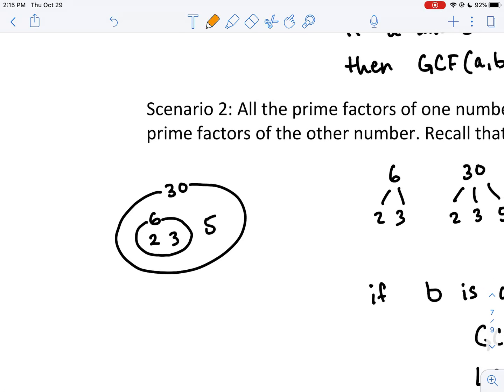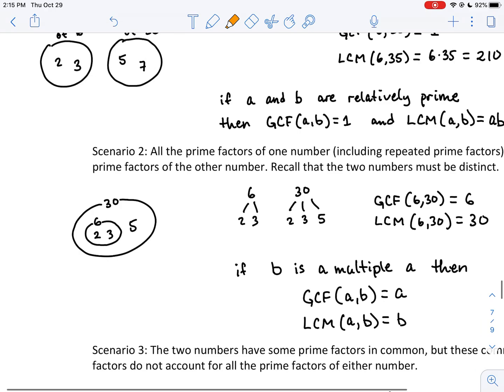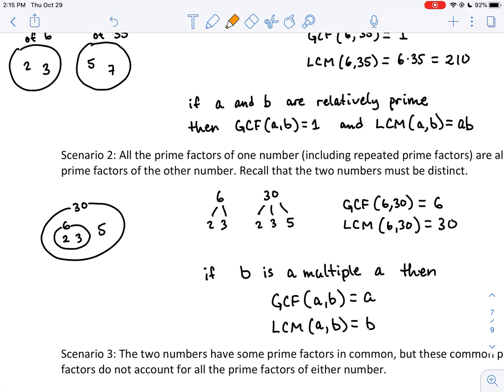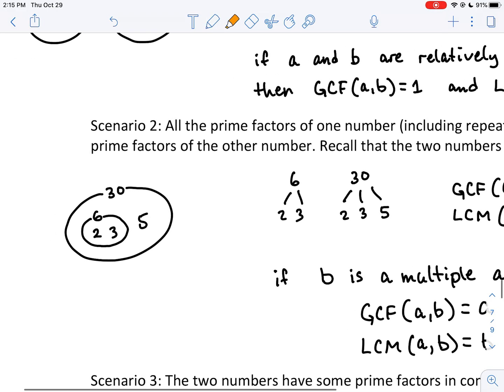And when you do a Venn diagram, in this case, you have a nested situation. You have a subset. All the factors of 6 form a subset of all the factors of 30. All the factors of 6 are right there, 2 and 3, and all the factors of 30 are in this big circle, 2, 3, and 5. And when you realize that the GCF is everything they have in common, we'll focus on their intersection, which is 2, 3, which forms the smaller number. So the GCF will always just be the smaller number.